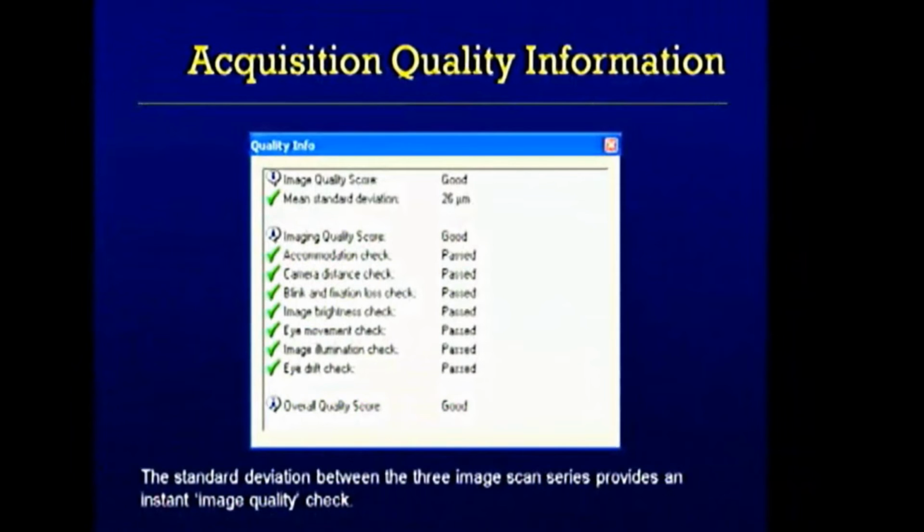The most important one of these is actually mean standard deviation, or sometimes called mean pixel height standard deviation. And that's a value between 1 and 100 microns. And what that tells us is how variable, what's the variability in the image. And we're really looking for values of between 20 and 30 for a good image. Above 50 means you've got quite a poor image.